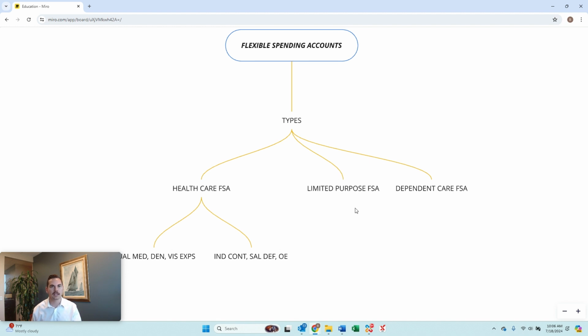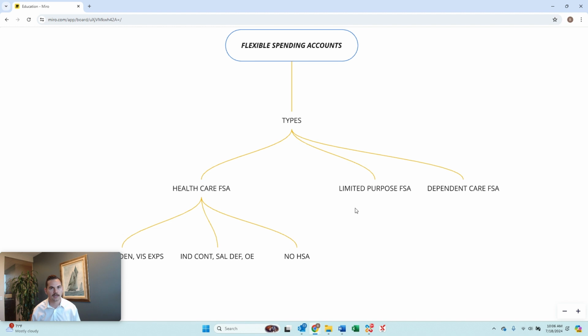So you generally can't change your contribution into this account until the next open enrollment period, unless you have some type of qualifying event, such as getting married or adding a dependent. With the healthcare FSA, if you choose to participate in this, you can't also contribute to an HSA or health savings account at the same time.